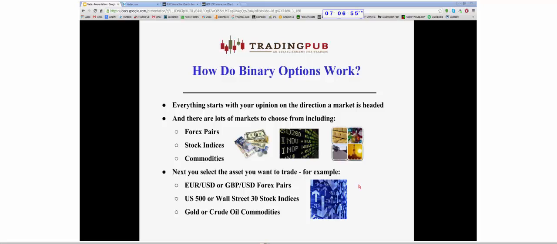So the next thing you want to do is select the asset that you want to trade. For example, in the Forex category, do you want to do the Euro USD or the pound dollar Forex pair? You could do the S&P 500 or Wall Street 30 or Dow stock indices, or you could trade a commodity.